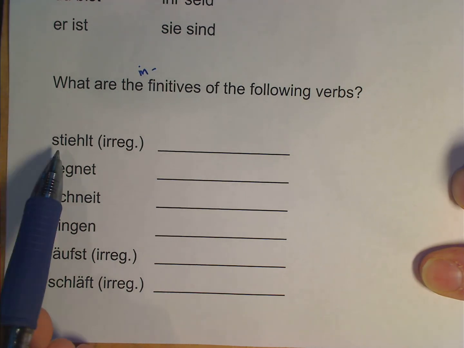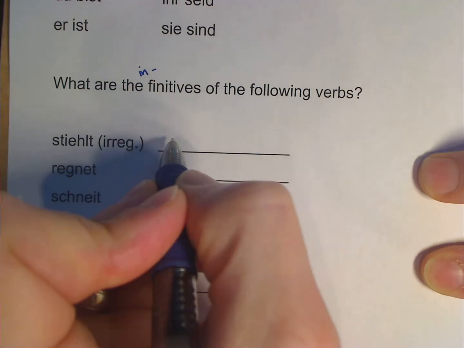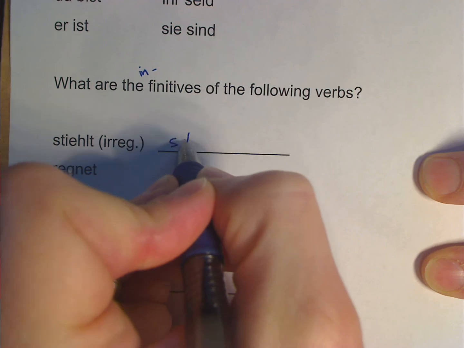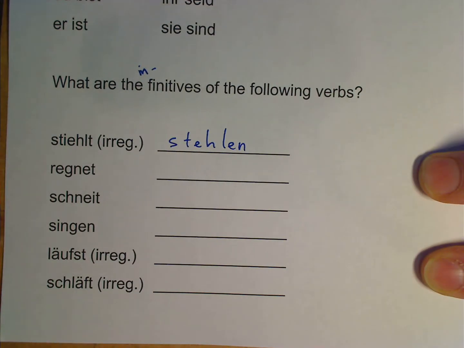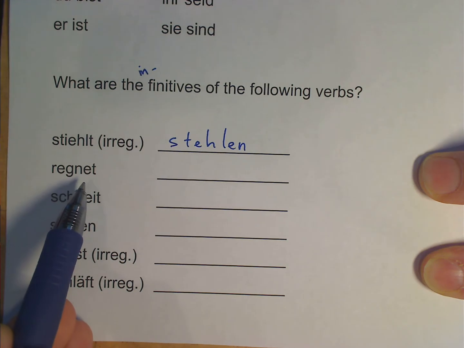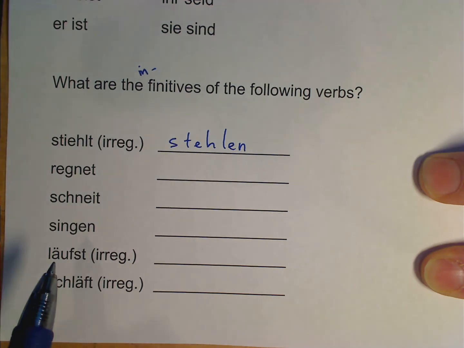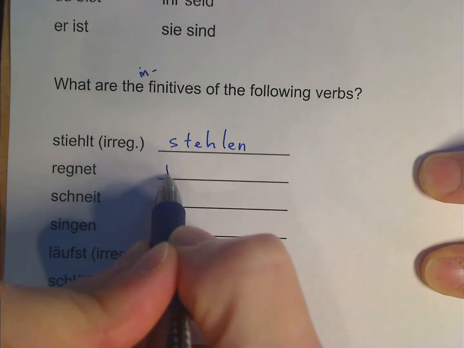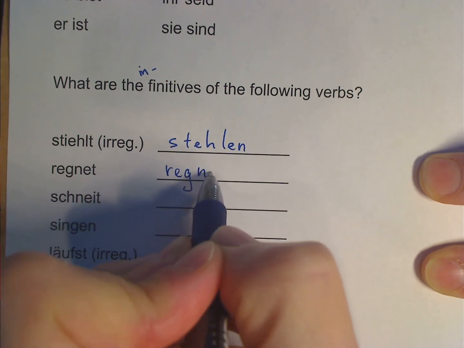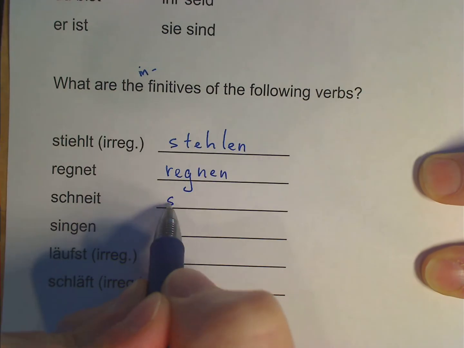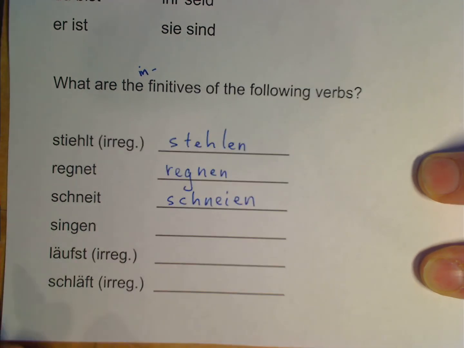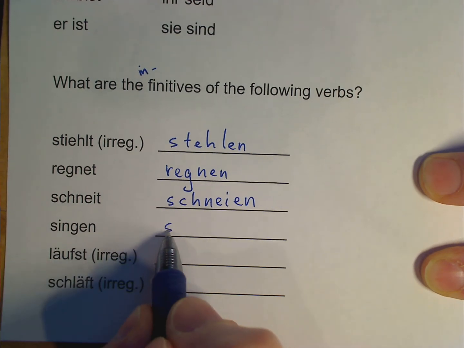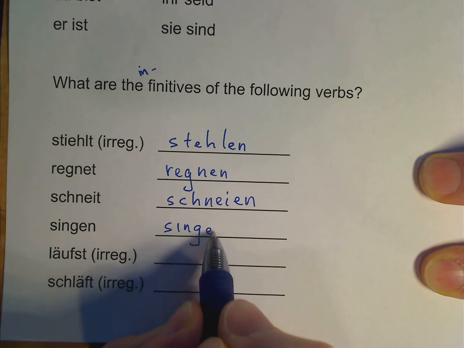So we have the verb stiehlt. That was back in the Christmas packet. That comes from the verb stehlen. Regnet and schneit, those are weather terms. That comes from the verb regnen and schneien. Singen, well, that's an easy one. Comes from singen.